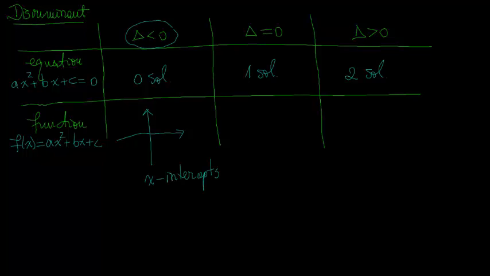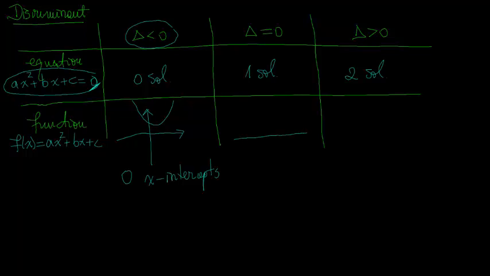because in order to find the intercepts, I really need to solve the equation, right? To find where the graph crosses the x-axis, I need to find where y is 0. So I am solving this equation. So if delta is less than 0, that tells me the graph of my function does not cross the x-axis. It's going to not touch the x-axis. So I have 0 x-intercepts.